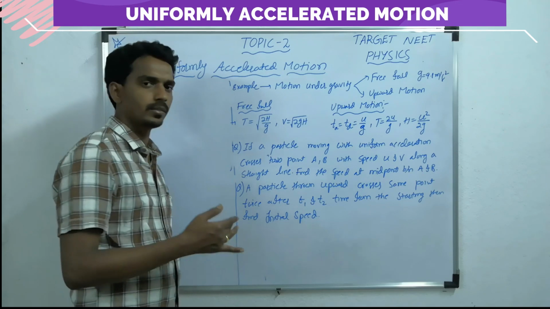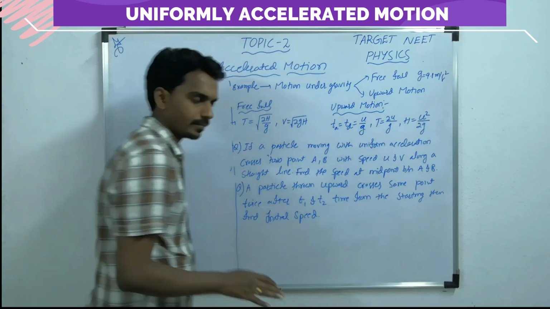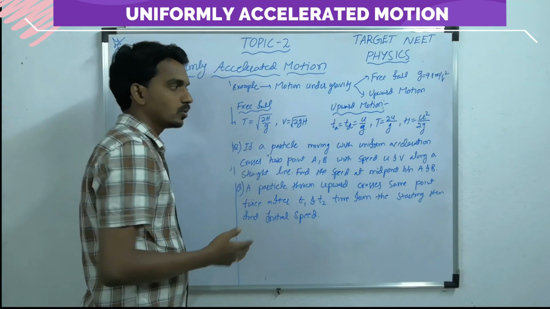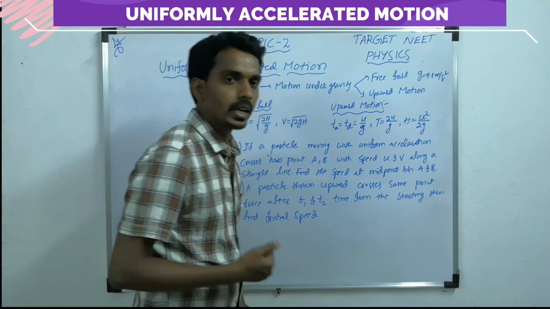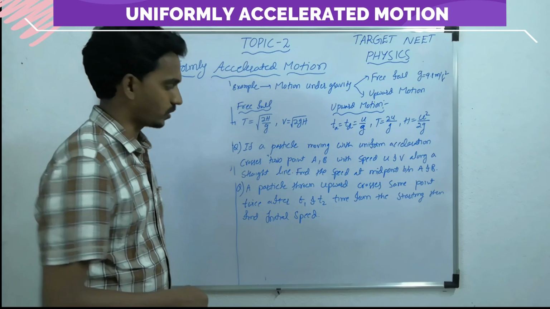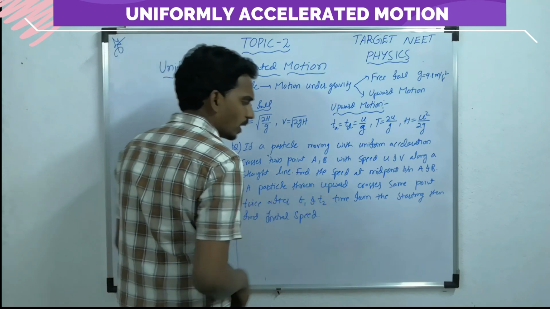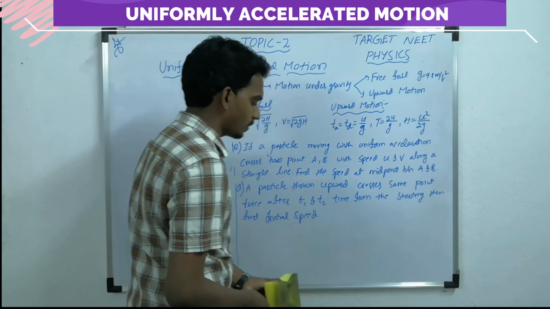So here the question given is related to upward motion. Now we have three formulas. Let's see whether we can use those directly or we have to take the help of those equations for uniformly accelerated motion. A particle thrown upward crosses the same point twice after t1 and t2 time from the starting. Then find the initial speed.